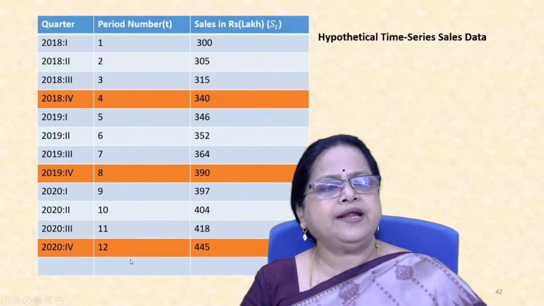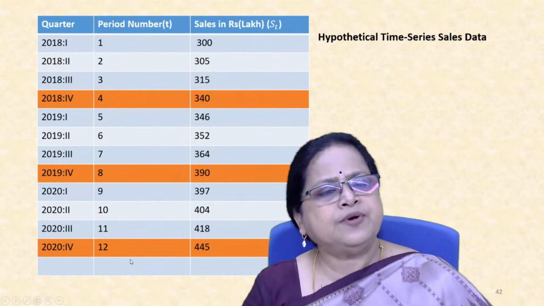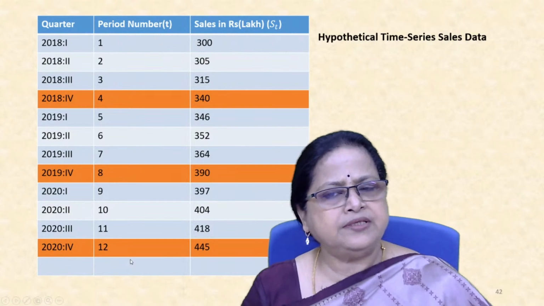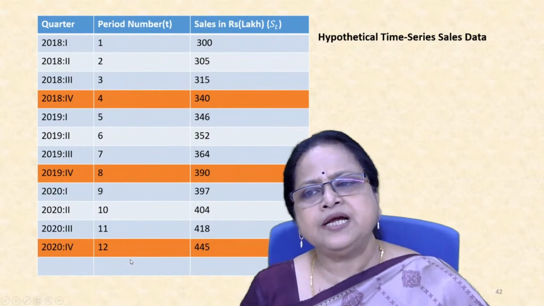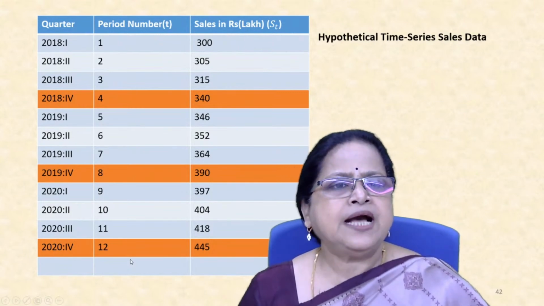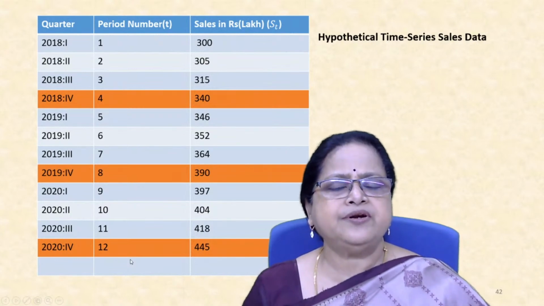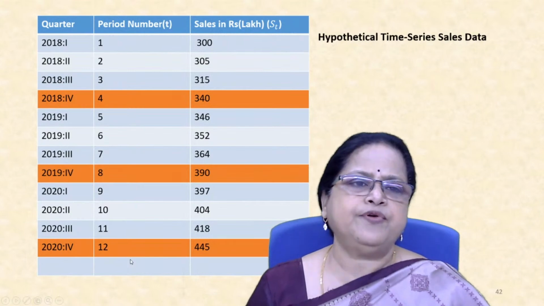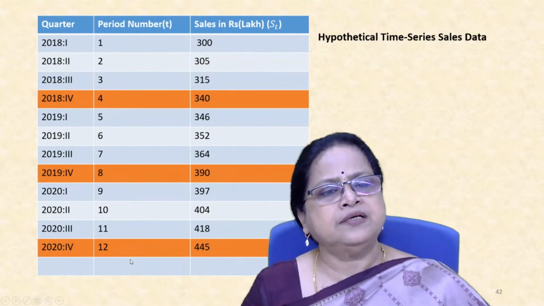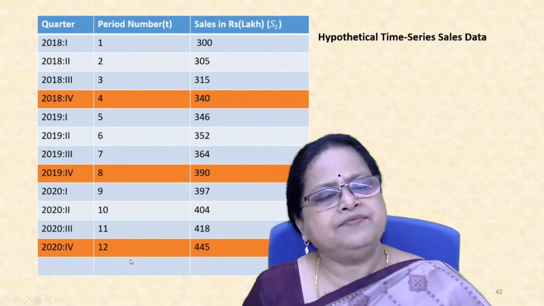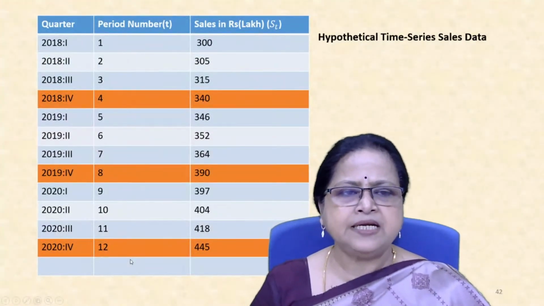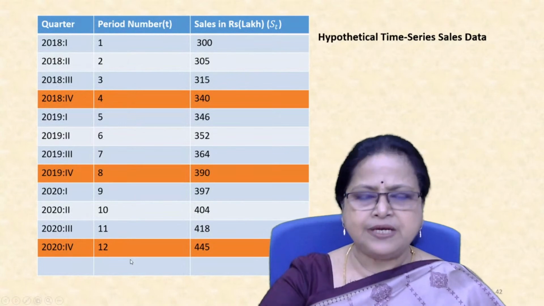Now here, this is the data. There are 4 quarters in 2019, and 4 quarters in 2020. This is a hypothetical time series sales data. The actual sales were 300, 305, 315, 340, and so on till 445. Now let us give numbers to the periods: 1, 2, 3, 4, 5, 6, 7, like that. Then that becomes our T.